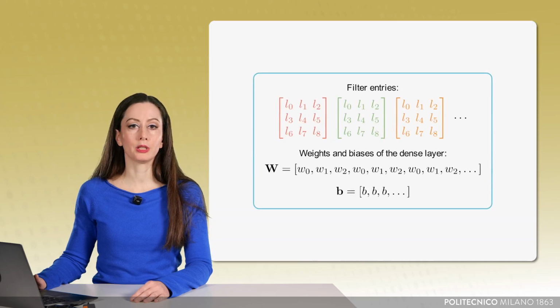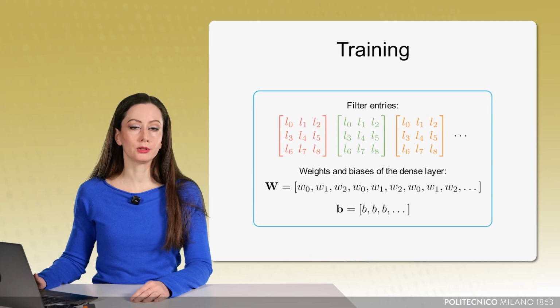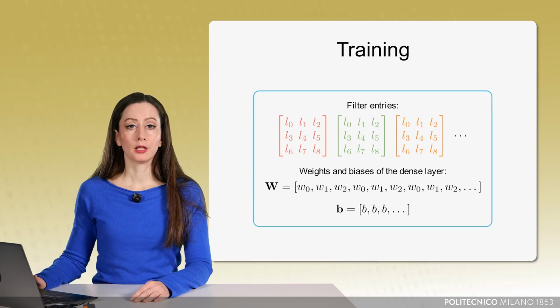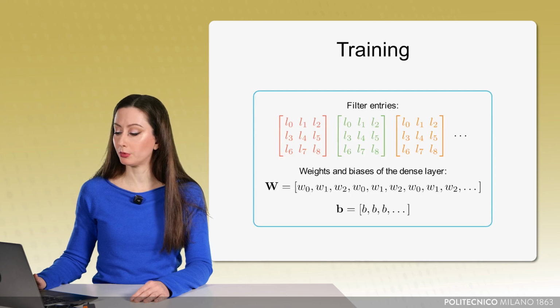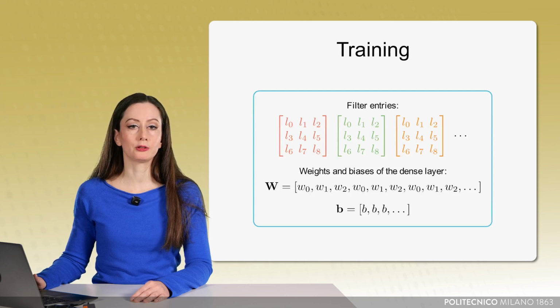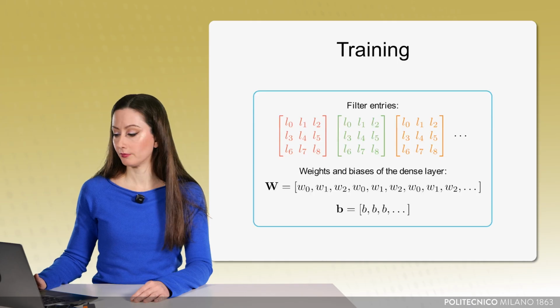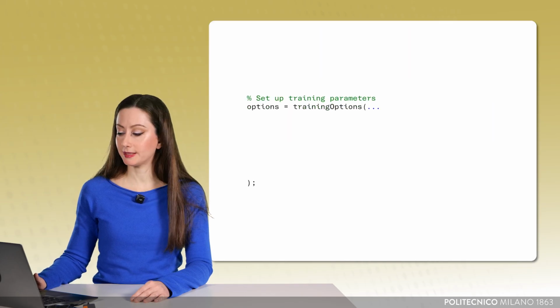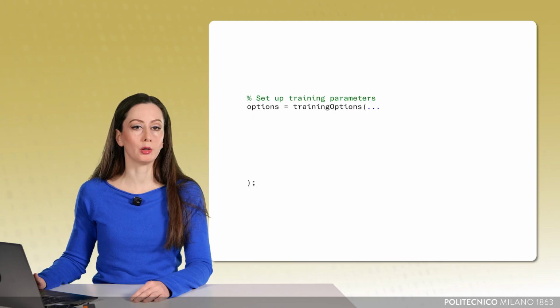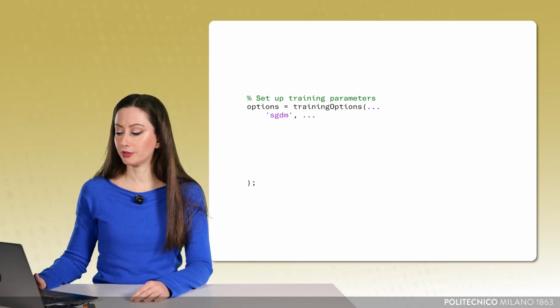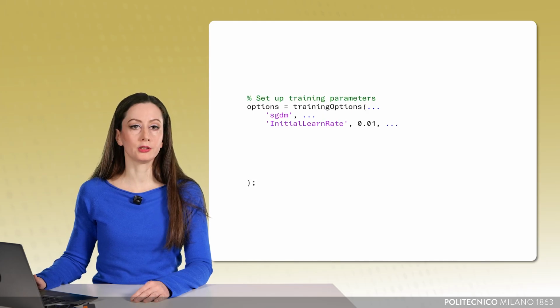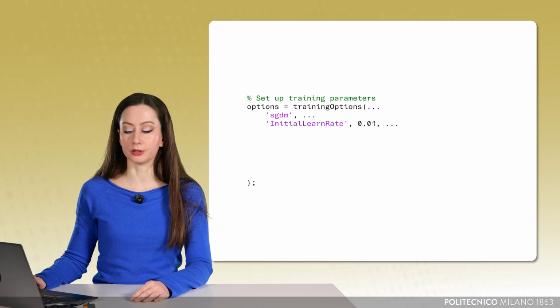But remember, along our way, we have seen many unknown parameters that must be found. They are the filter entries and the weights and biases of the dense layer. And this is the task for the training process, which, remember, is an optimization problem in which we try to minimize the loss function. And to do it, we begin by setting the training options using the trainingOptions function. The first argument selects the optimizer, and in our case, we use the stochastic gradient descent with momentum method, here abbreviated as SGDM. And the second argument defines the learning rate, which is here set to 0.01.